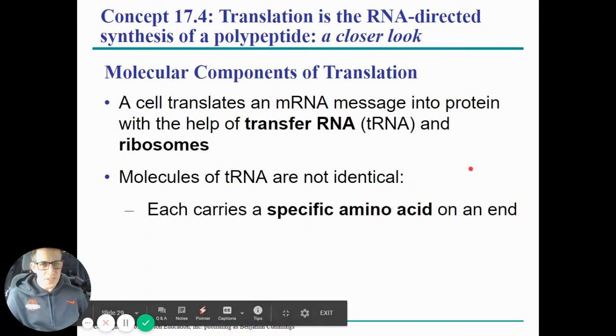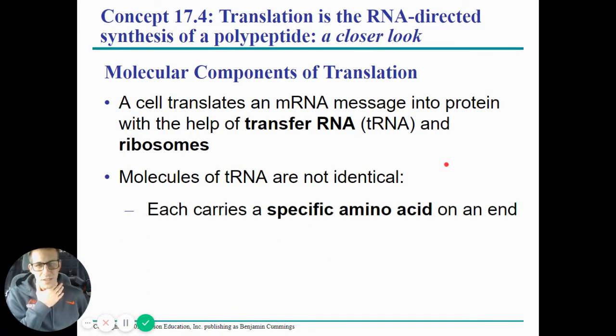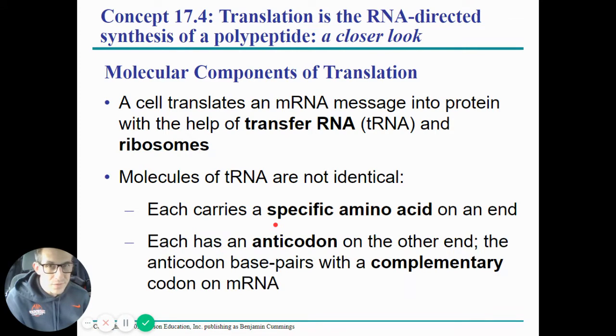The molecules of tRNA are all distinctly different, and the reason that they are distinctly different is because they actually carry specific amino acids. Each tRNA attaches to only one of the 20 known amino acids, so it makes each one of them unique.